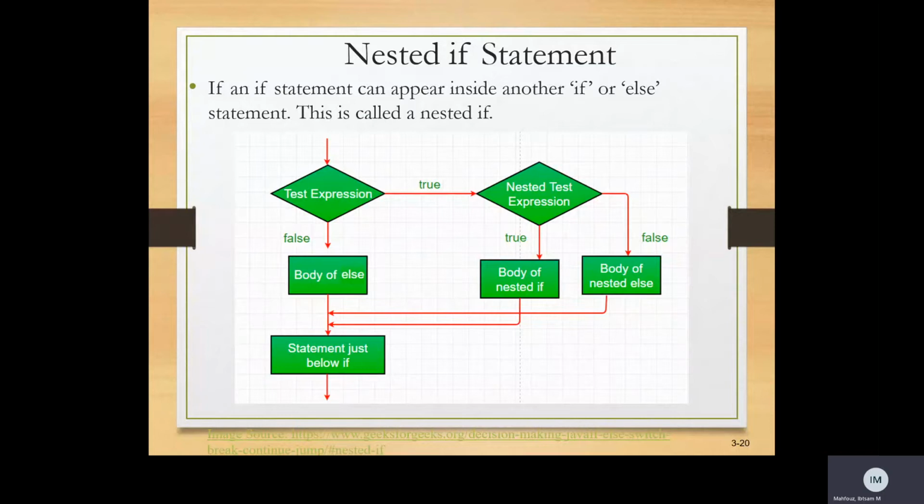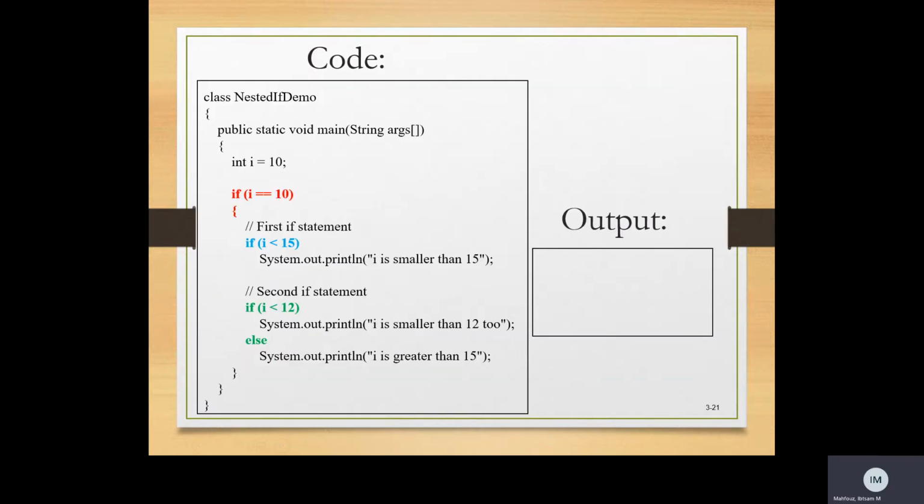Code that we write might not be as simple as, if the denominator is 0, tell them it's invalid, otherwise go ahead and do the operation. Sometimes we have more complicated code that we might want to write. So let's look at this code here.